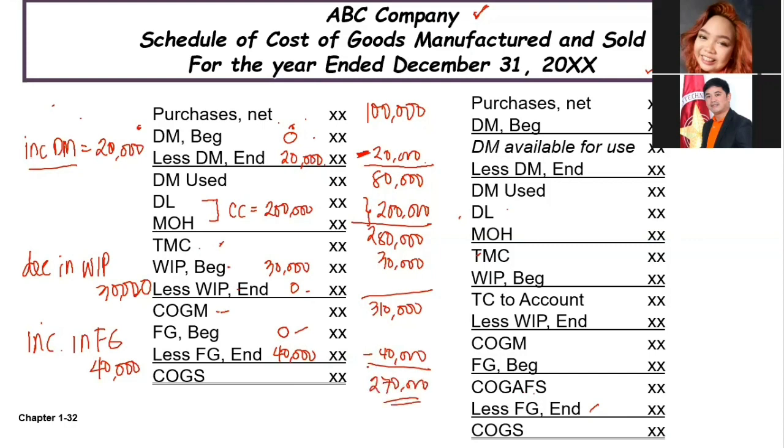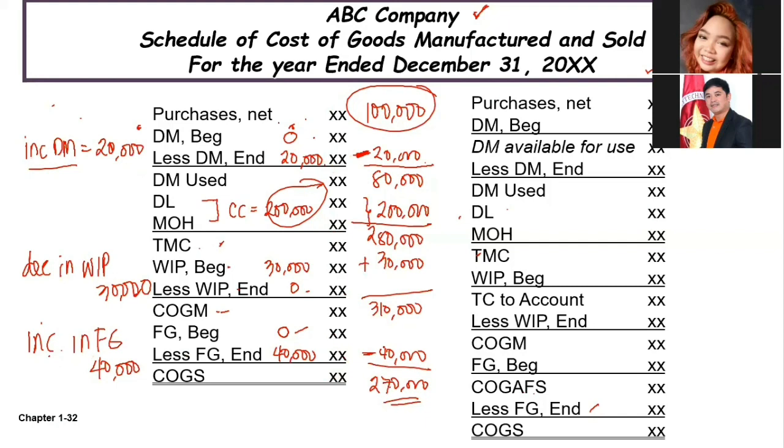Kaya minsan kasi sa exam, diretso po yan. 100,000, bibigyan ka nito, tapos puro mga increase-decrease lang ang ibibigay sa'yo. But if you will notice, tulad sabi ko kanina, pag increase, naka-minus. Pag decrease, naka-plus. Okay? If you are solving downwards, baka mamaya paakyat yung solve mo, syempre baligtad na po yung convention. If you are solving from cost of goods sold, paakyat sa purchases, yung increase, naka-plus na talaga.